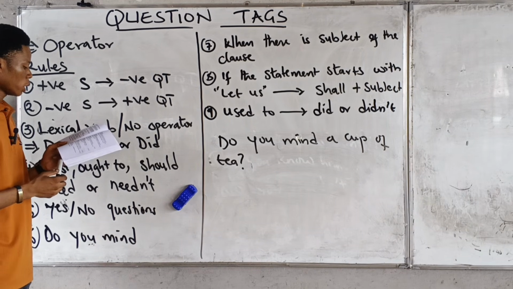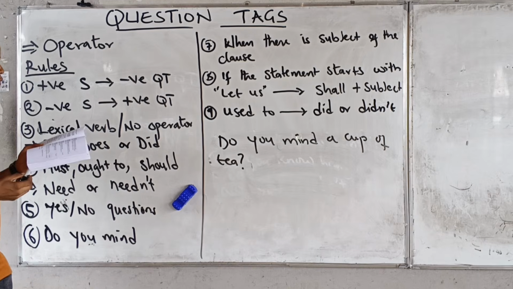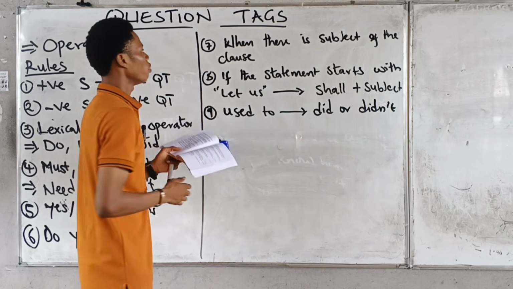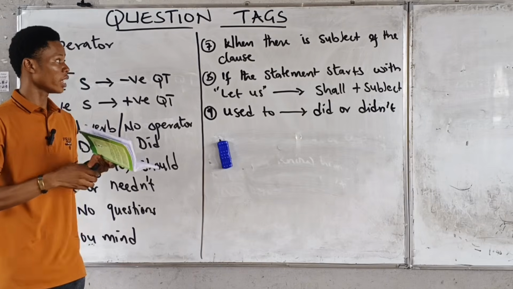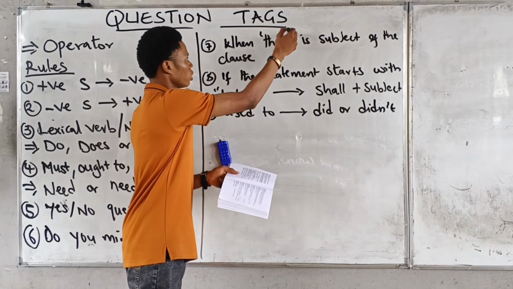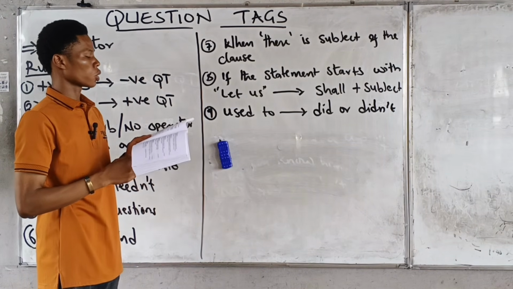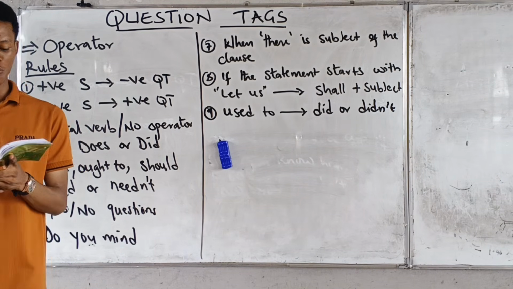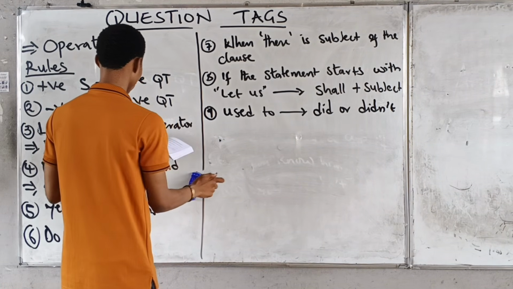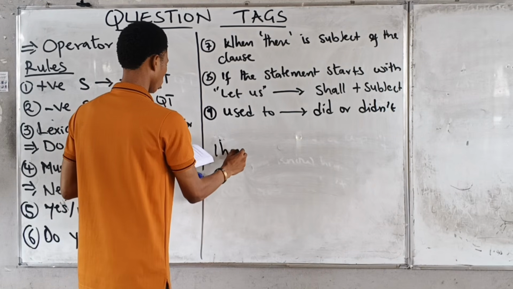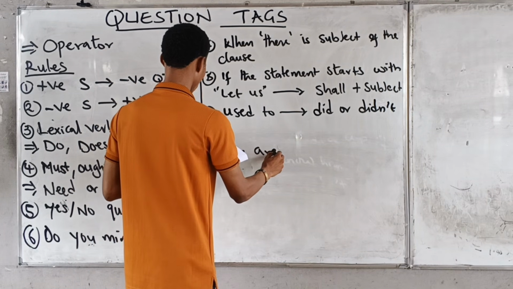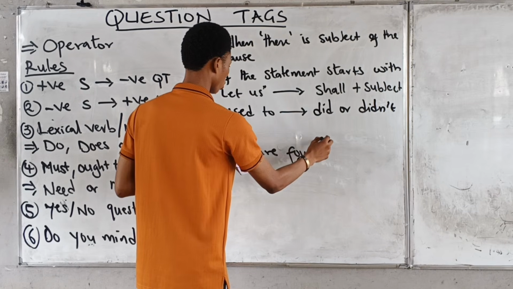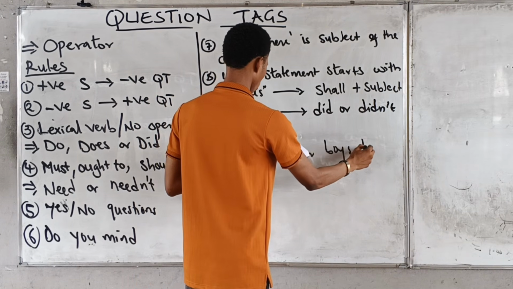All right. So the next thing, rule number 7. If there is the subject of the clause, there should be there in the second part. Let's examine this statement. There are 4 boys.